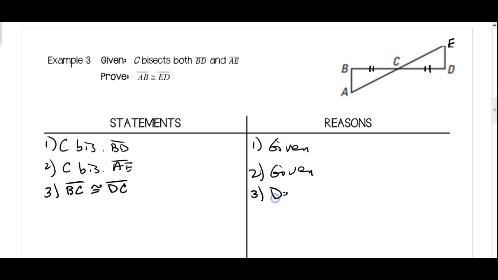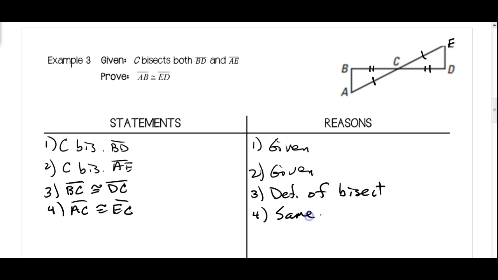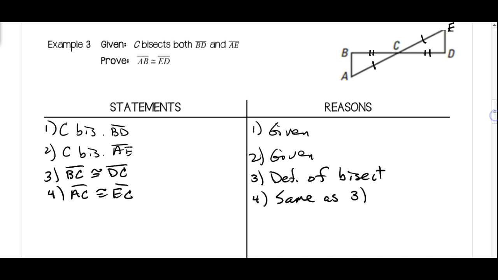And that's definition of bisect again. This time we're bisecting a segment. And I've also got that AC is congruent to EC. And that's same as 3. If you want to write definition of bisect again, you can.